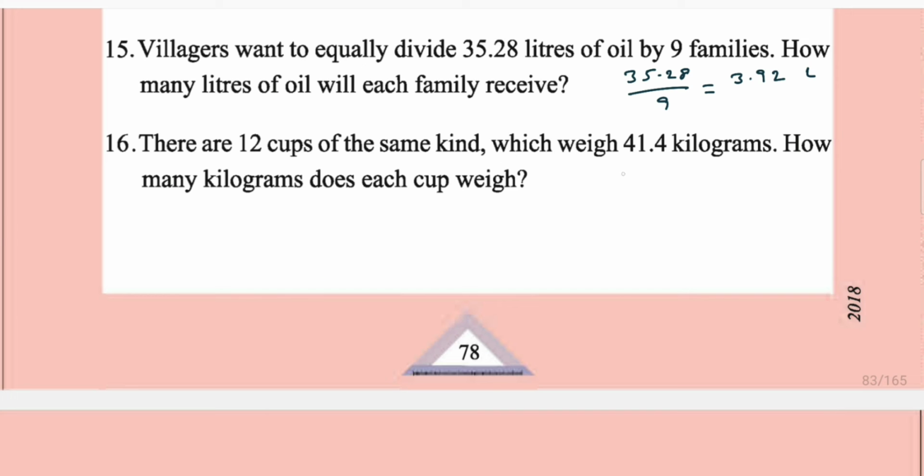There are 12 cups of the same kind which weigh 14.4 kilograms. How many kilograms does each cup weigh? 41.4 by 12. How to proceed? Add them up first. 4 plus 1 is 5, 5 plus 4 is 9. Yeah, this will go by 6. 6 2 is 12, 6 6 is 36, 6 9 is 54, 2 3 is 2 4 is 2 5 is 3.45 kg.